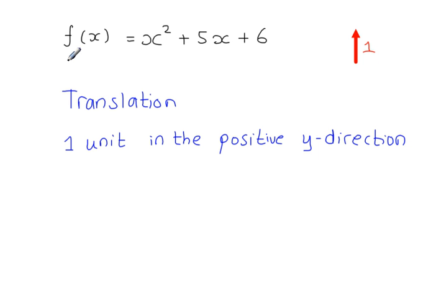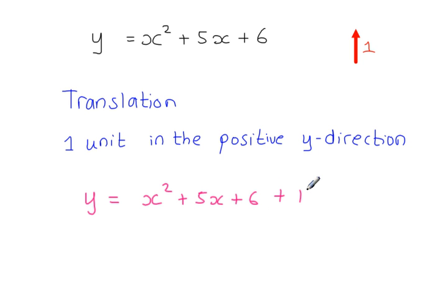Okay, starting with the same curve again, I'm going to apply a translation of 1 unit in the positive y direction. I'll start with the y is equal to notation, like I did before. This is quite easy. If you're moving up by 1 unit, so plus 1 unit in the positive y direction, then y is equal to x squared plus 5x plus 6. So that's the original equation there. You just add 1 to it, and then you can simplify this.